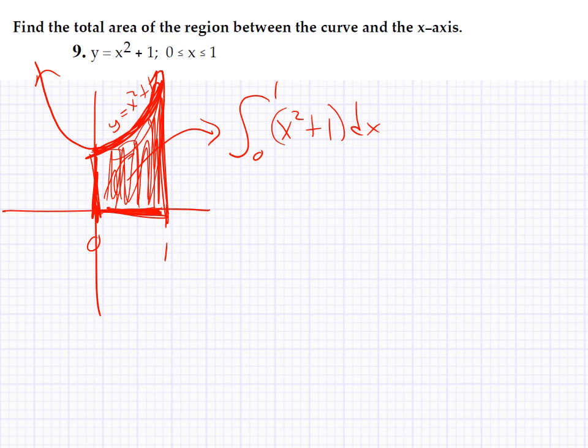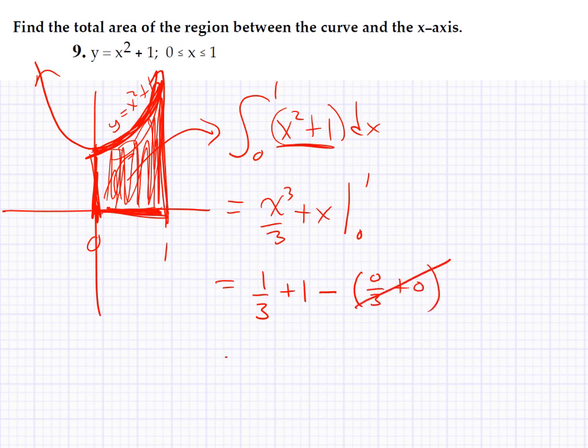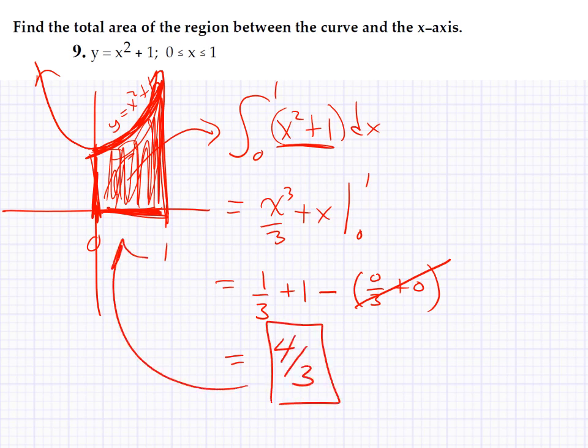Now, as far as the definite integral goes, the idea is first we need to find the antiderivative of this. That's pretty easy. It's going to be x cubed over 3 plus x. Remember, no plus c needed here. Then we're going to evaluate it between 0 and 1. So I plug 1 in, which will give me 1/3 plus 1, minus I'm going to plug in 0, which will give me 0 over 3 plus 0, so that's just 0. So 1/3 plus 1 is 4/3, so that area right there is 4/3.